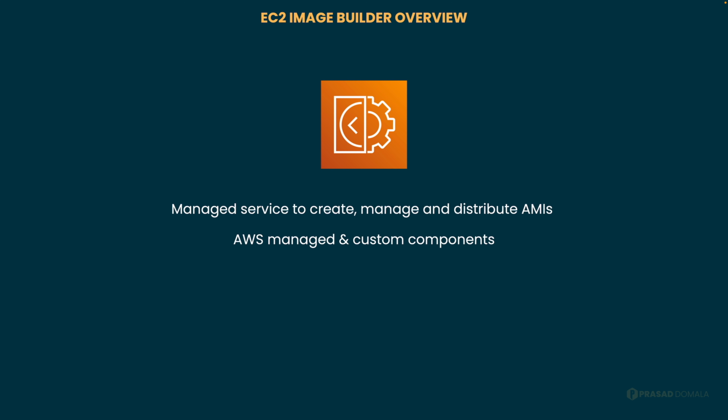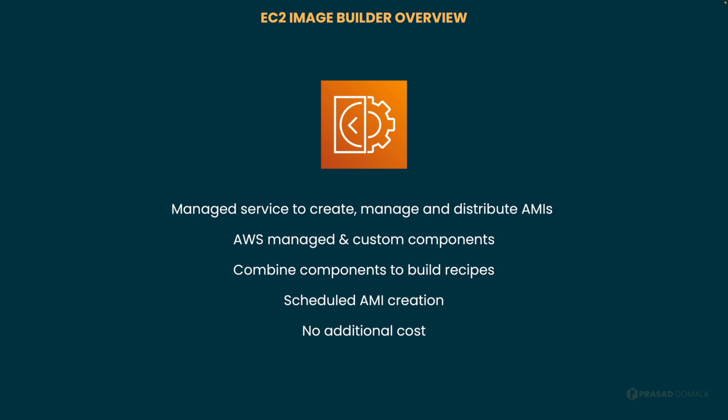AWS provides some predefined components, or we can build our own components. And we can combine these components and build our recipes based on our requirements. EC2 Image Builder also helps us keep our environment secure and up to date by periodically building AMIs with the latest security patches and updates. Also, there is no additional cost to use Image Builder, but you'll be charged for the resources Image Builder spins up to build your images. I'll talk more about pricing later in this video.